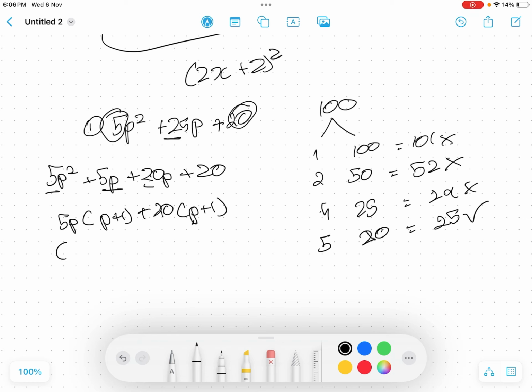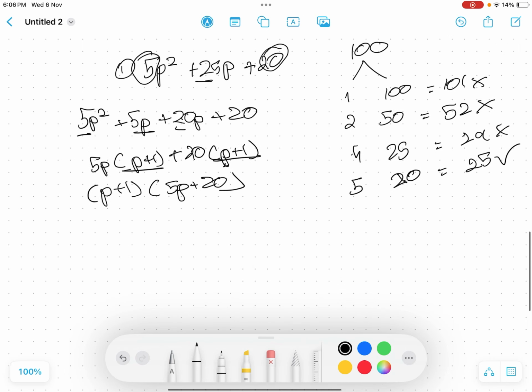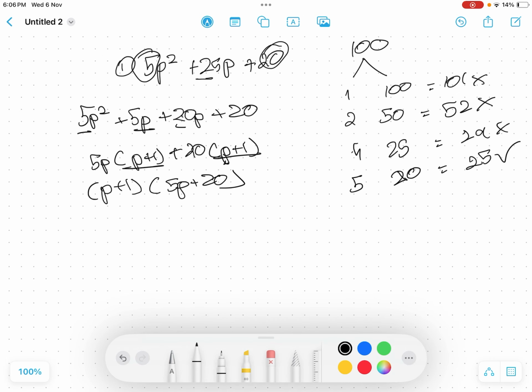So now take this common. So you get p plus 1 of 5p plus 20. So this is the answer for this question. Now the other way which I mentioned is taking out of this equation, you can take 5 common everywhere.